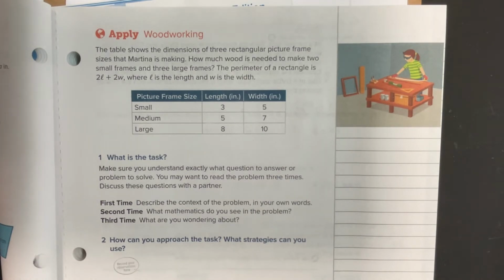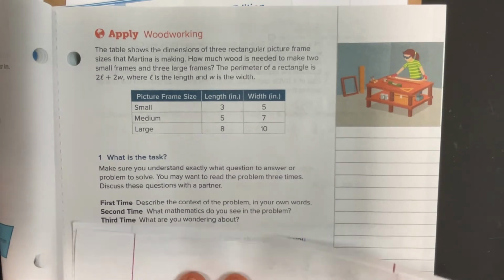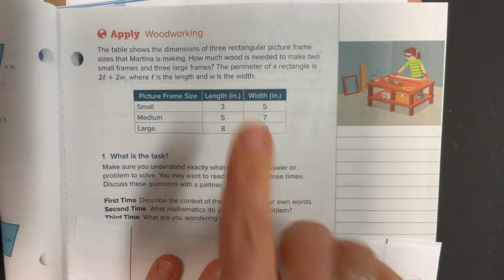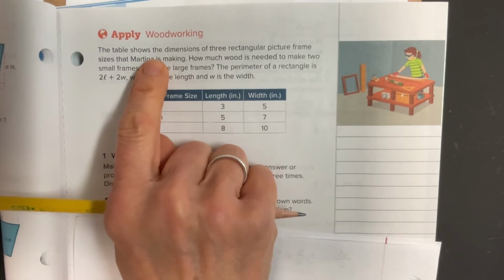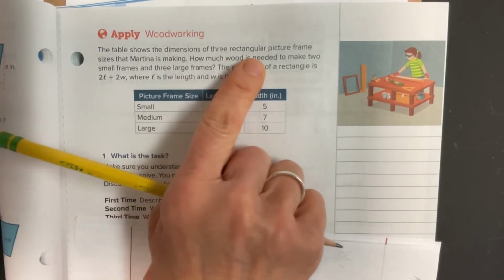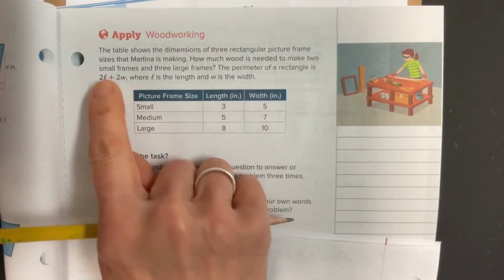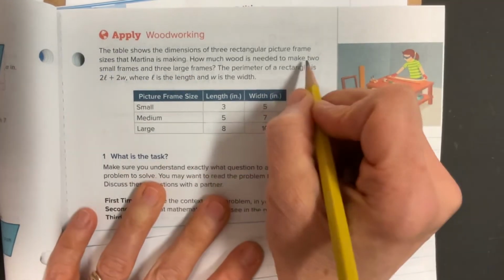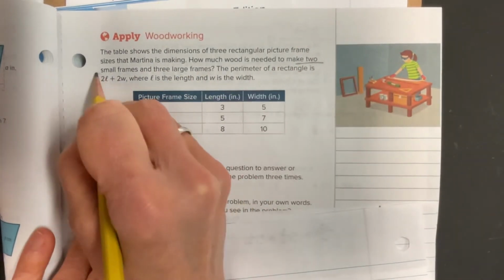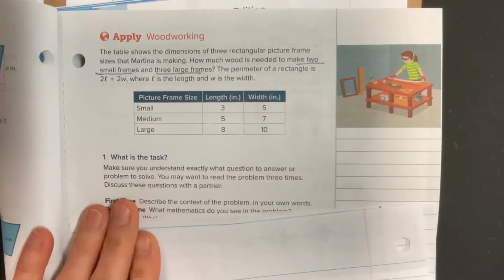But notice this, it says the table shows the dimensions of 3 rectangular picture frame sizes that Martina is making. How much wood is needed to make 2 small frames and 3 large frames? I'm going to underline that so I don't forget. 2 small and 3 large.